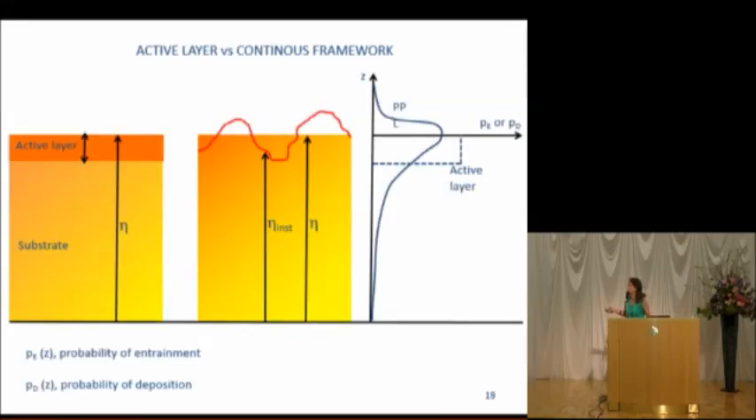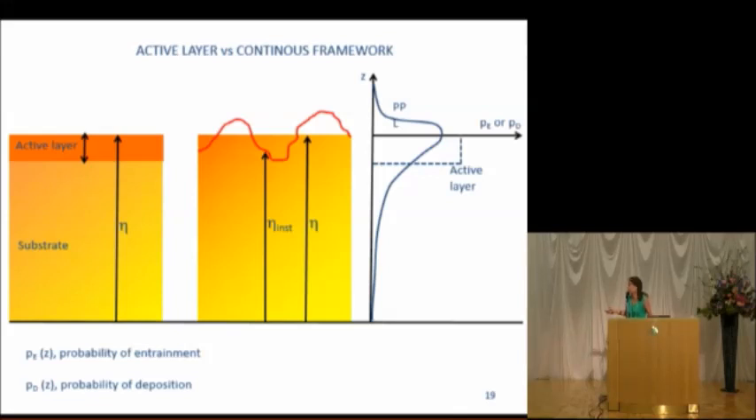So if we want to summarize the difference between an active layer formulation and the continuous framework, we can do that in terms of probabilities that particles get entrained or deposited into the bed load transport. In an active layer model, here we have an active layer, our substrate. The substrate cannot interact with the load, so the probability of entrainment and deposition is a step function with a finite value, which is uniform because the active layer is well mixed, just in the topmost part of the bed deposit. Whereas in a continuous framework, we have that our bed elevation fluctuates around the mean value.